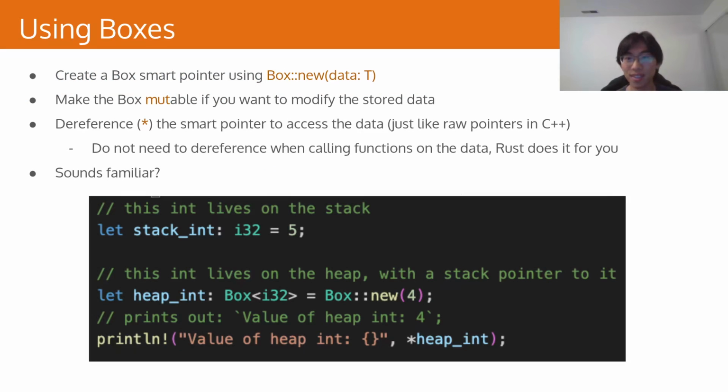How we can use it is pretty simple. We just call Box::new, and then we specify the data we want the Box to hold. We can make the box mutable if we want to modify the stored data. And then to get the data out of the Box, we can use the dereference operator, just like how pointers work in C++.